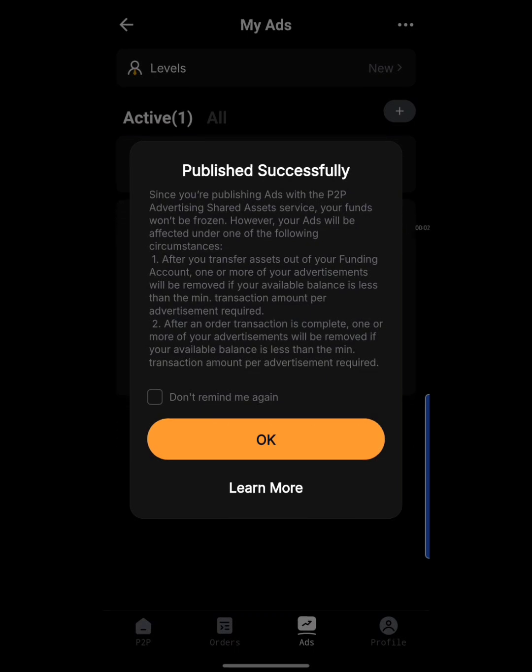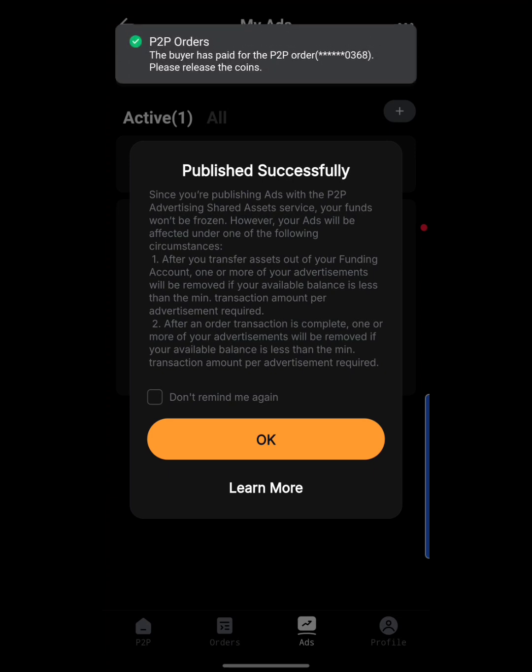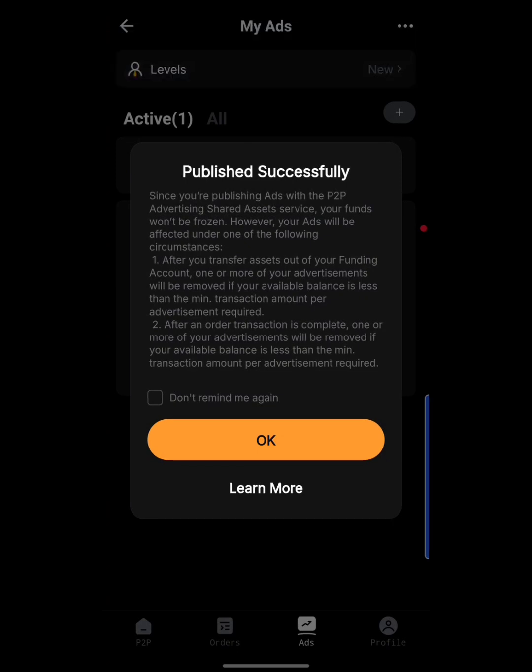Okay, so down here says, since you are publishing ads with the P2P advertising shared asset service, your funds won't be frozen. However, your ads will be affected under one of the following circumstances. And one right here says, after you transfer asset out of your funding account, one or more of your advertisement will be removed if your available balance is less than the minimum transaction amount per advertisement required. And the second right here says, after an order transaction is complete, one or more of your advertisement will be removed if your available balance is less than the minimum transaction amount per advertisement required.